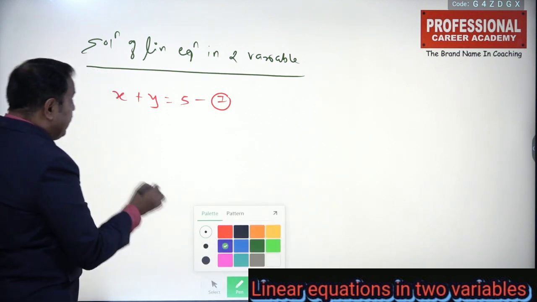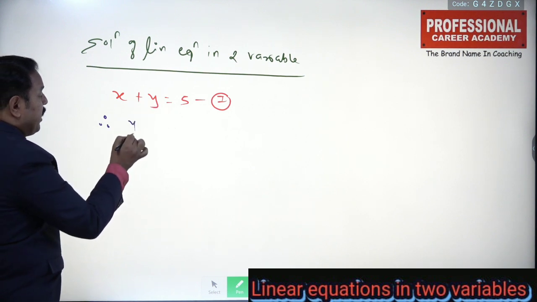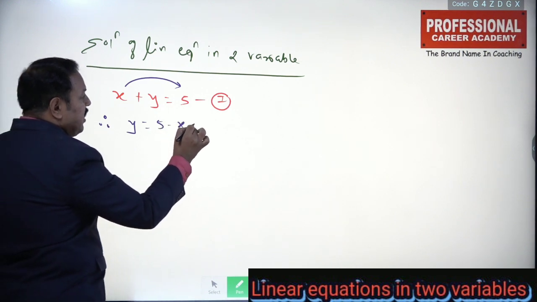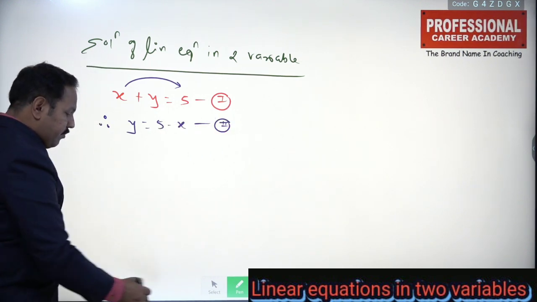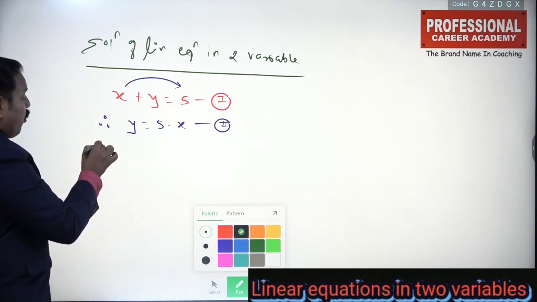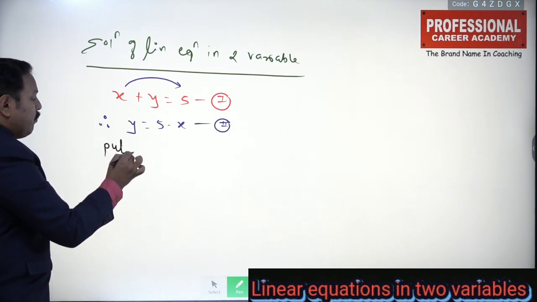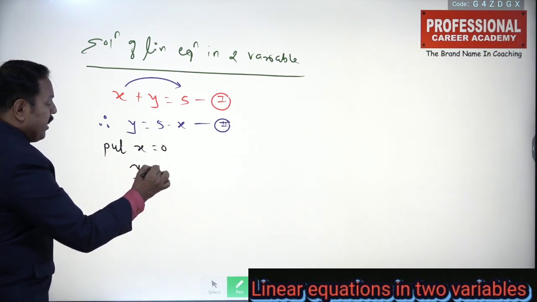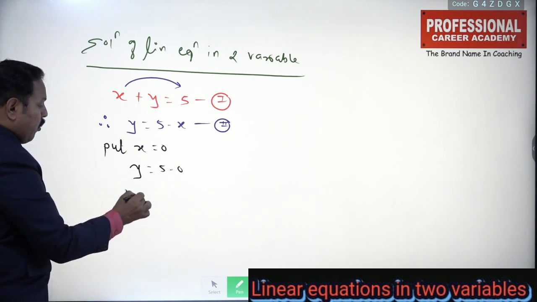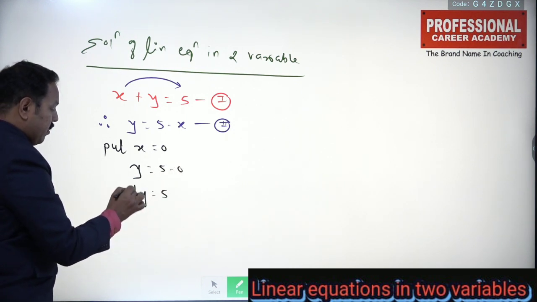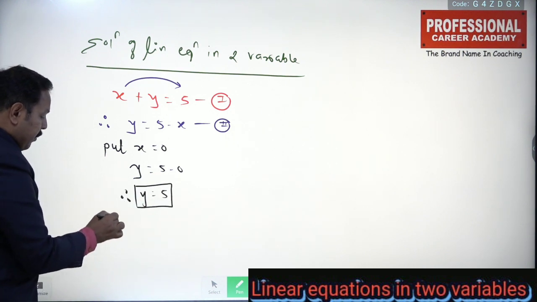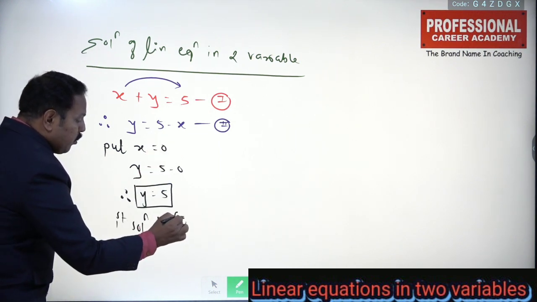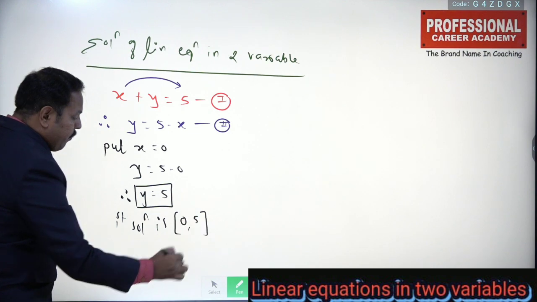So see here, look at this. Therefore, from this we can say what is y. Y is equal to, take this x on the right hand side, so it will be 5 minus x. This is equation number 2. Have you got it? Now look at this. How to find the solution? Put x equal to 0. So what is y? Y is equal to 5 minus 0. So therefore y is equal to 5. Got it? Means here, what is the first solution? We got the first solution. The first solution is x equal to 0, comma y equal to 5.